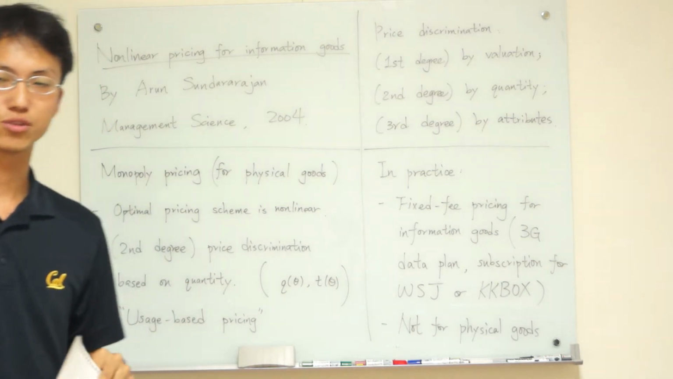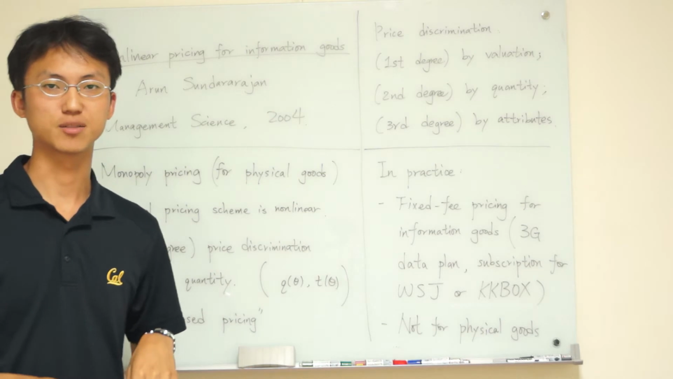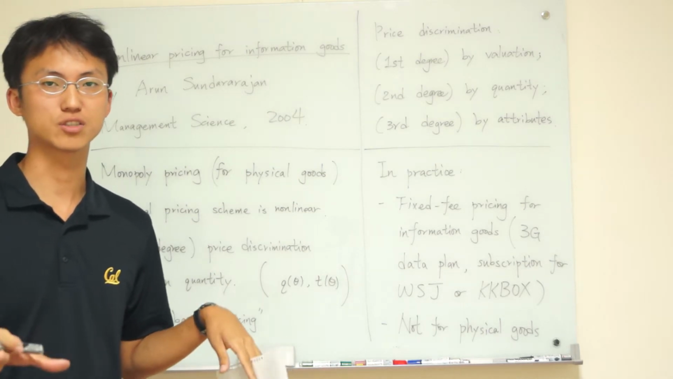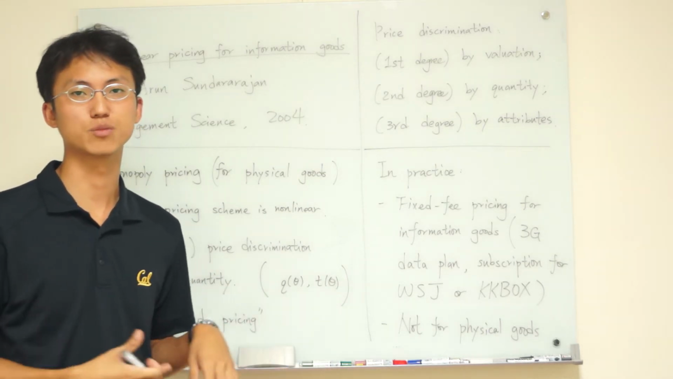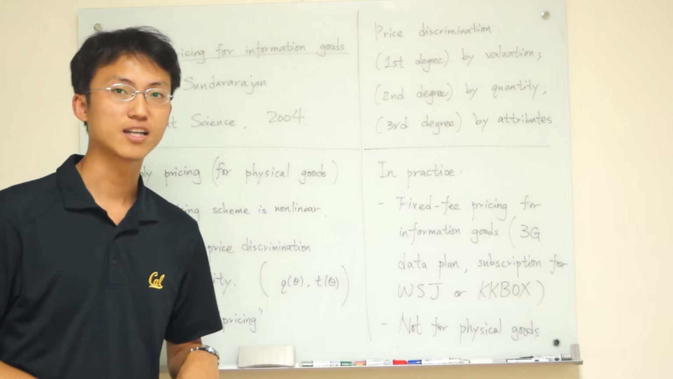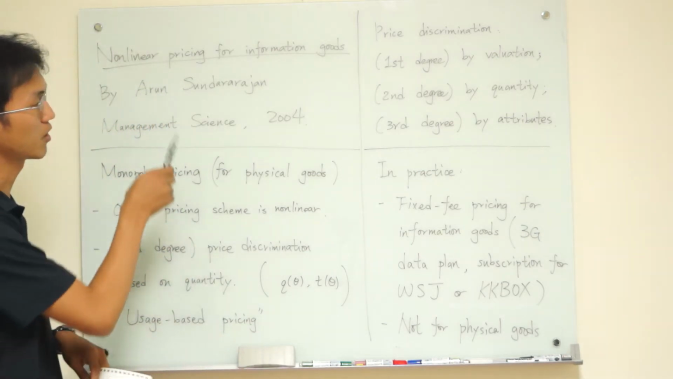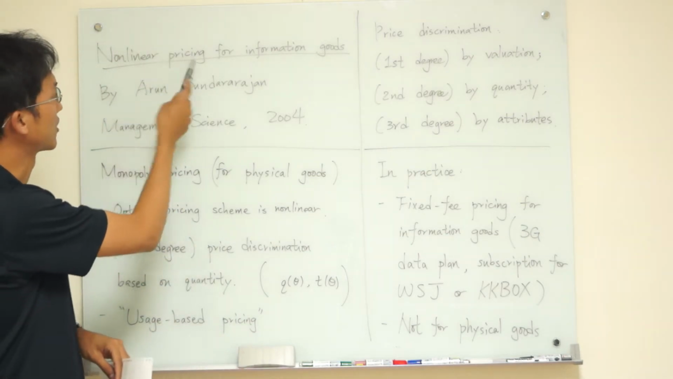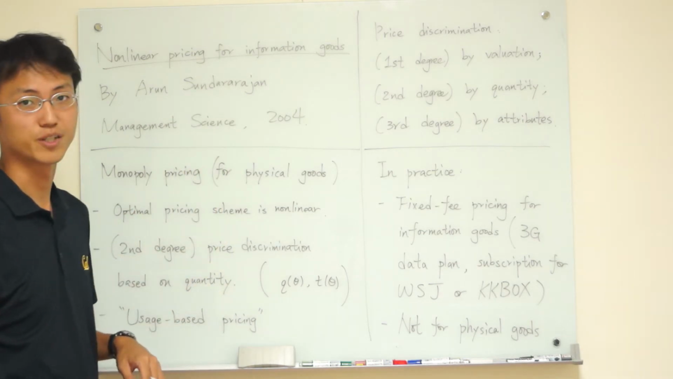Today we're going to talk about one paper that is a direct application of those continuous type problems we mentioned in the last week. Okay, so I'm going to start. The paper we're going to talk about is nonlinear pricing for information goods.